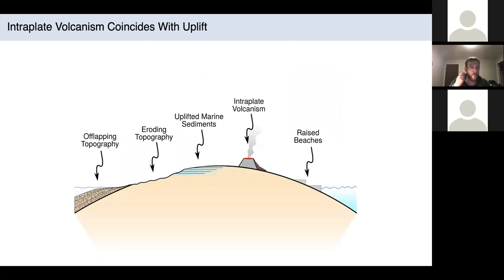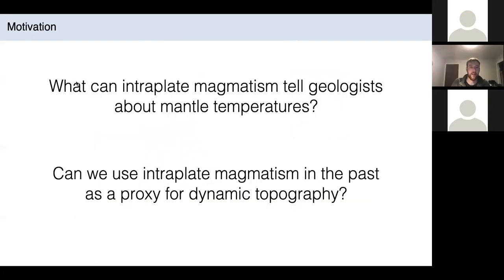And so when you have intraplate volcanism, you also have dynamic uplift, and we want to test this idea. Our motivation questions for this talk are: what can intraplate magmatism tell geologists about mantle temperatures? And then can we use that magmatism in the rock record as a proxy for dynamic topography back in time?